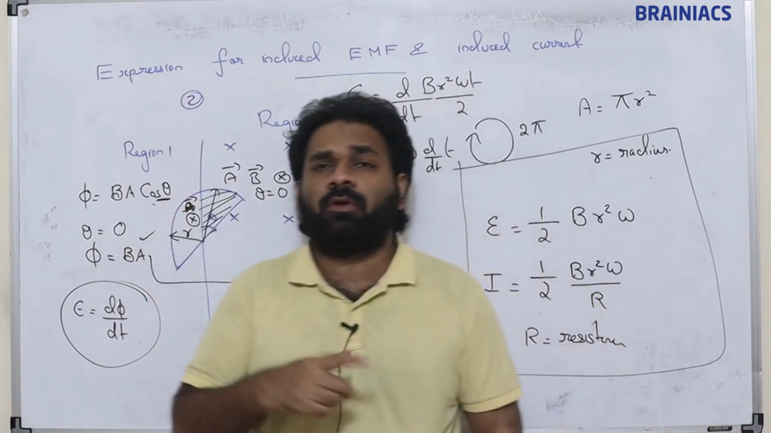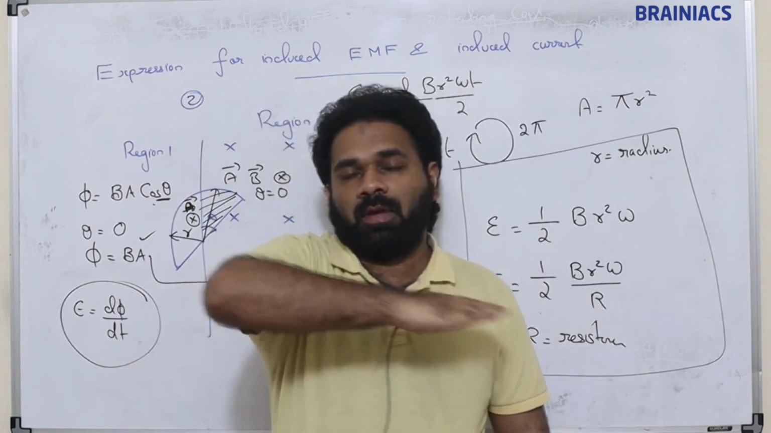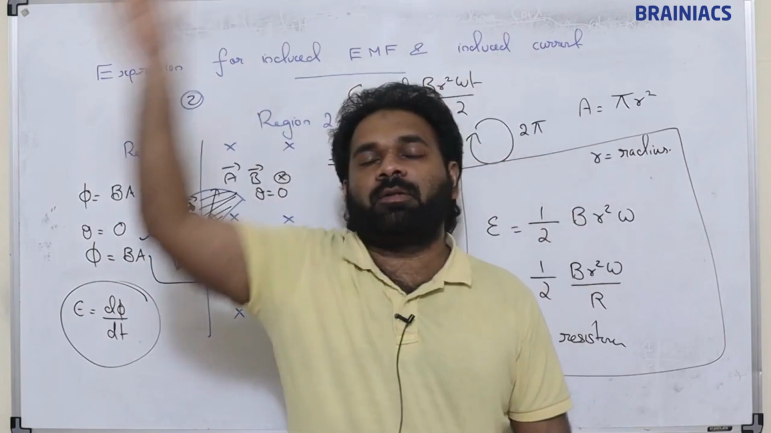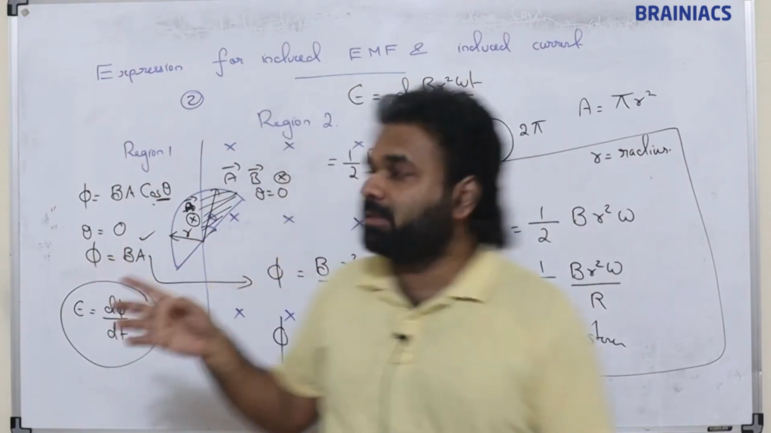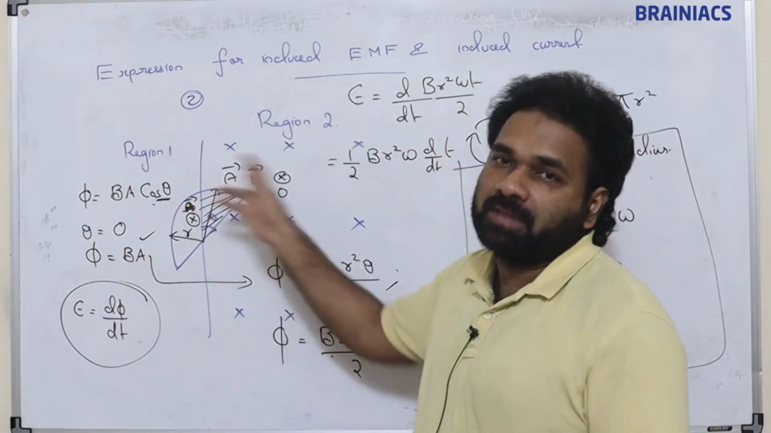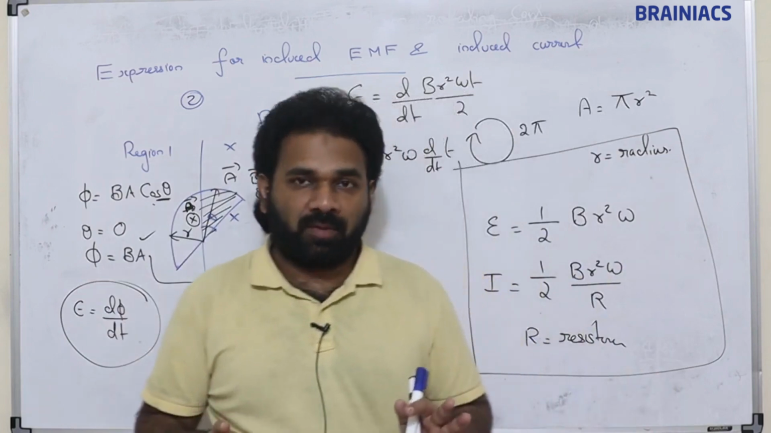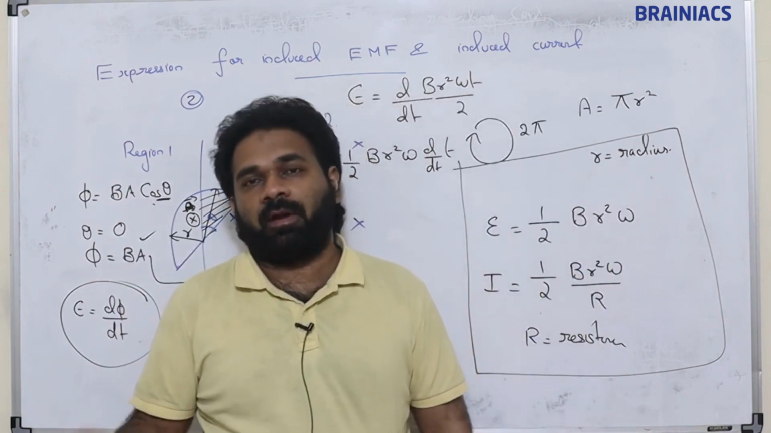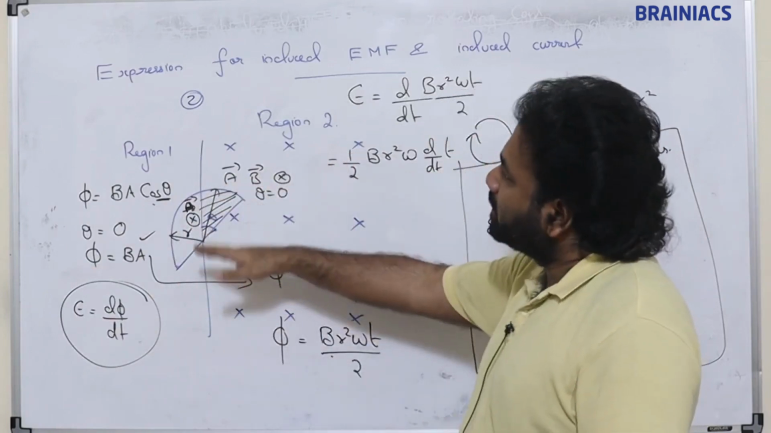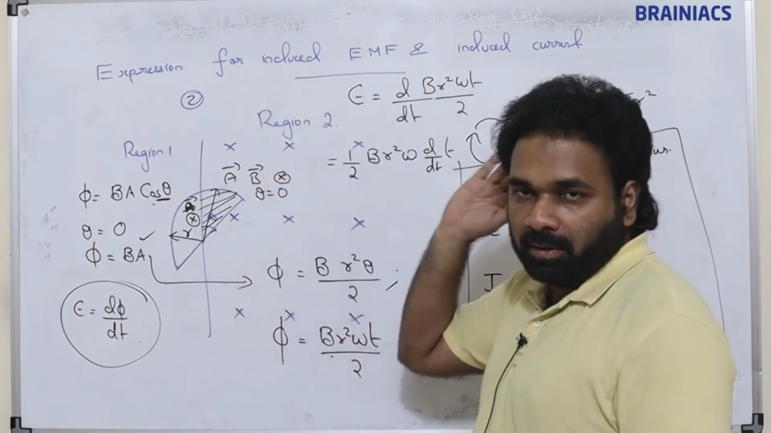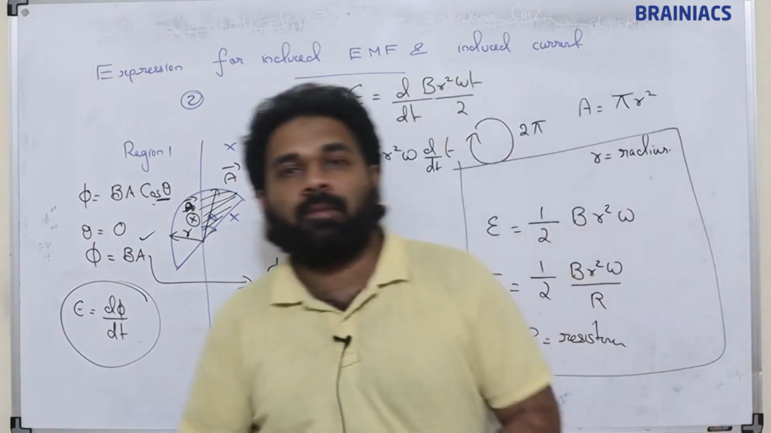Okay children, this is not motional EMF. Suppose a conductor is moving like this, that is motional EMF, which is different. Here the loop itself is moving inside. So we have understood what the instantaneous value of induced EMF and current is, and if a coil like this is moving inside or coming out, what the induced EMF and current are.